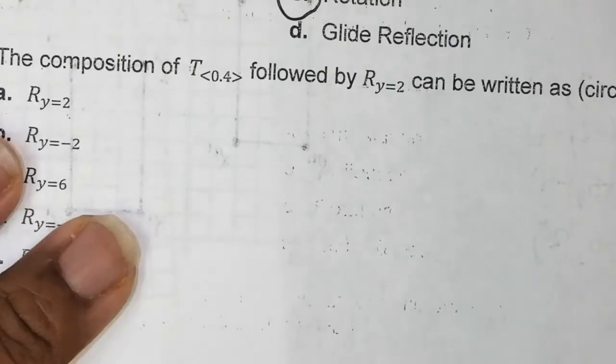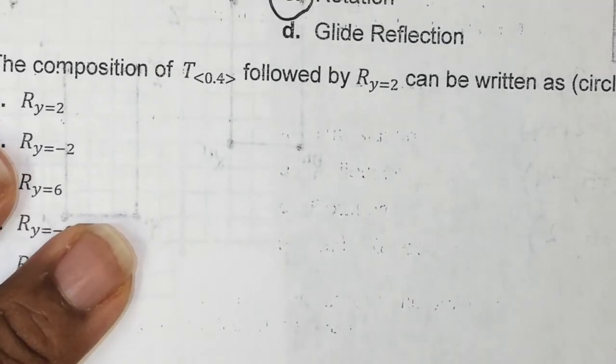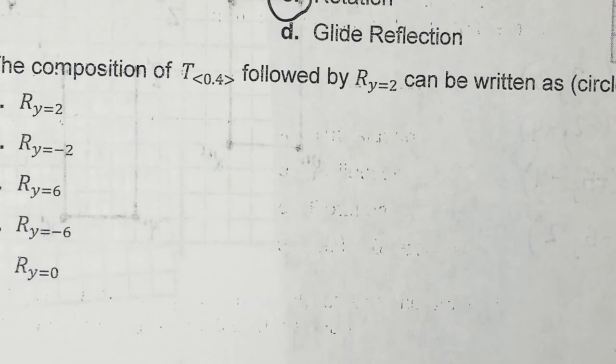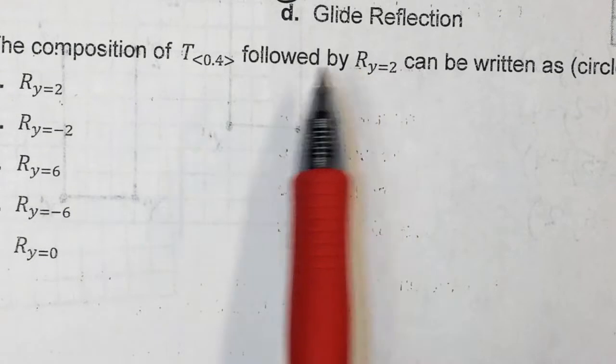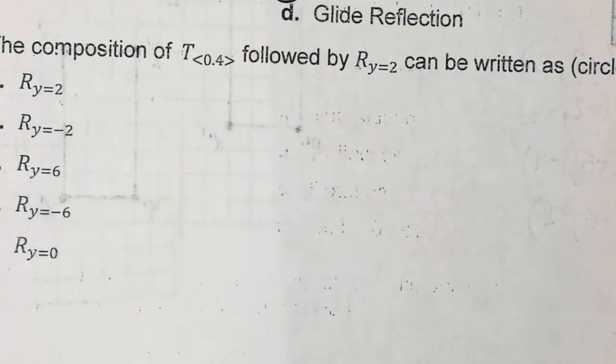Number 6, it says the composition of a translation of (0, 4) followed by a reflection of y equals 2 can be written as circle 1. So what they're saying is they got a composition of transformations here. They got 2 different transformations they want to do on an image. They want to know what single transformation would be the same as doing that.